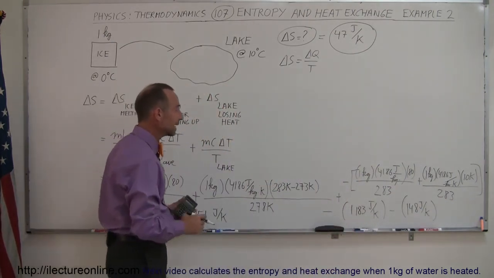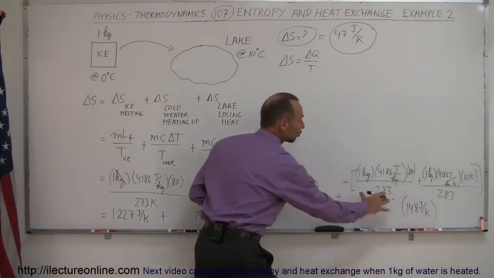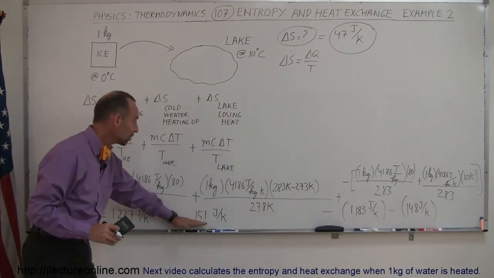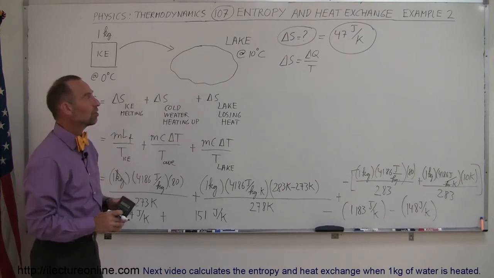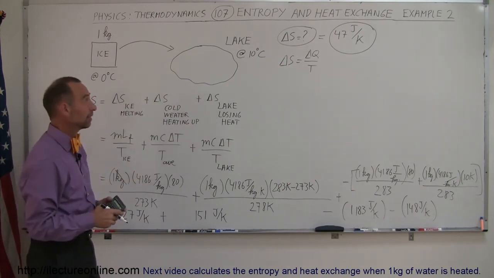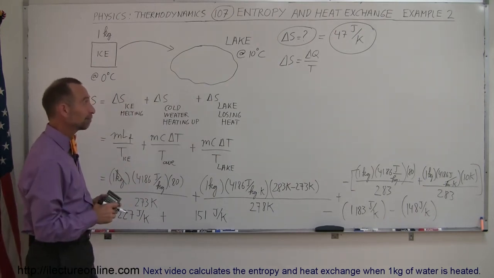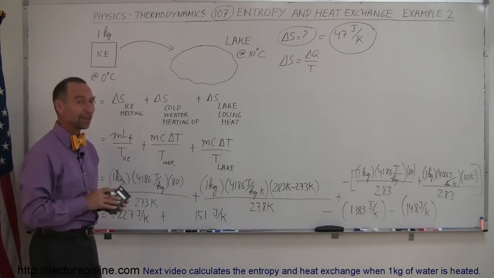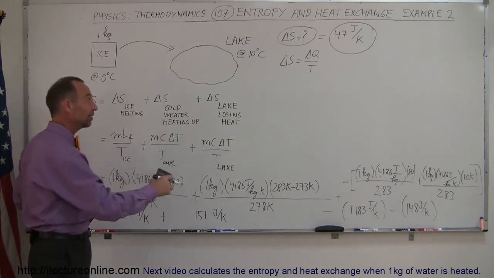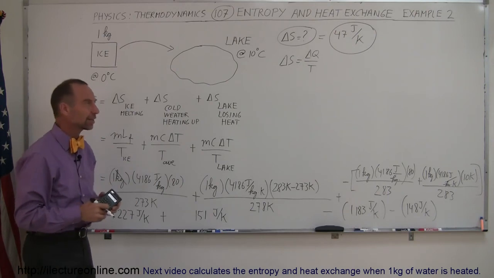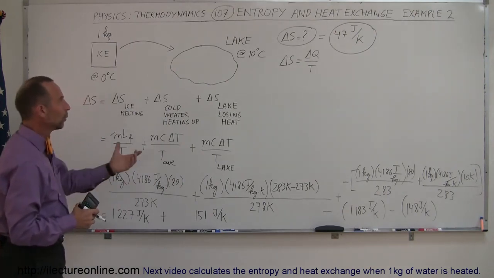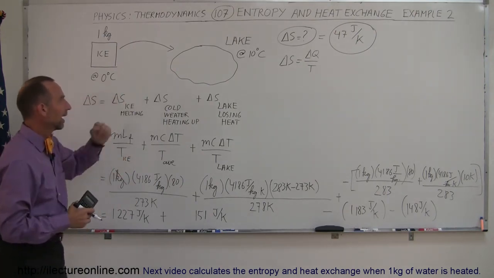And then you can see that the negative entropy changes are smaller than the positive entropy changes, with a net entropy change that's positive of 47 joules per Kelvin. And that's how you do a problem like this. I told you at the beginning of the problem that this is tricky sometimes, and hopefully this example will help you see how to calculate the entropy change when there is heat exchange between ice and a lake like that.